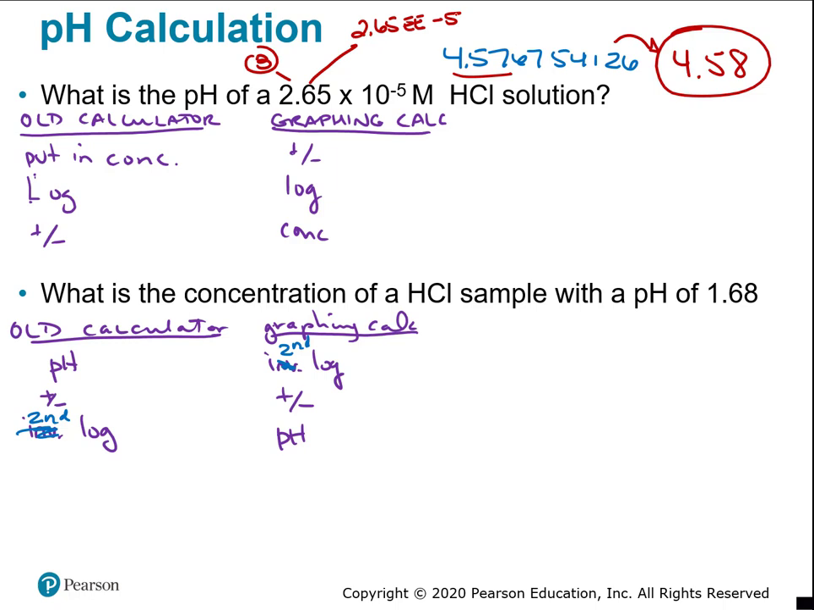Okay, so in this one, if you know the pH and you want to figure out the hydrogen ion concentration, if you've got an old calculator, put in 1.68, make it negative, then hit second log. If you have a graphing calculator, you have to do second, log, plus minus, and then the pH. So in this one, put in 1.68, make it negative, then hit the second button and the log button.